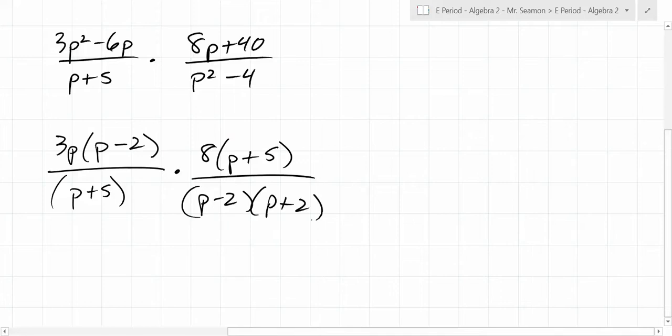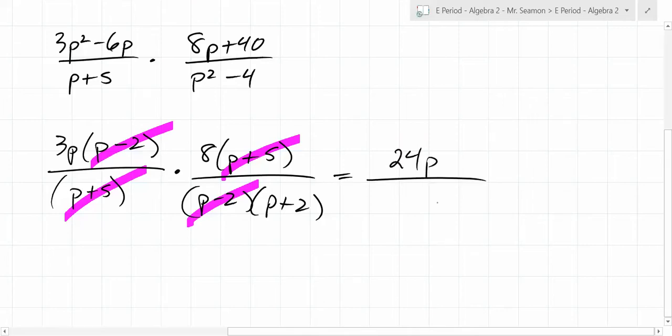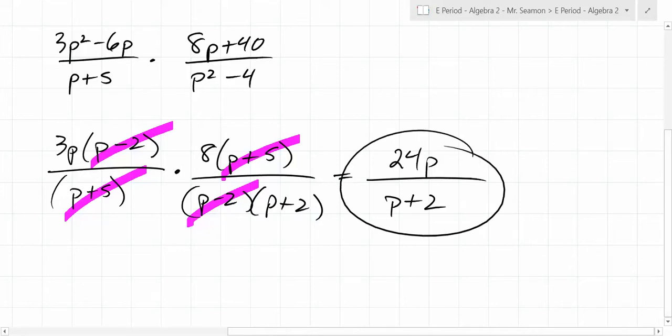And now that you've done that, do a bunch of things cancel? Yeah, that's gone. That's gone. And what are you left with? 3 times 8. Yeah, so 24p all over what? P plus 2. There's a p right there. And then you're done. Does that make sense, Nick?